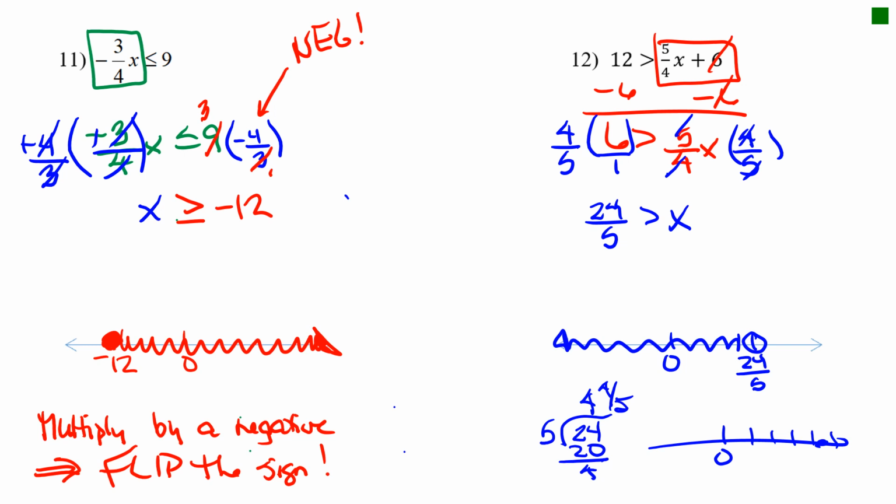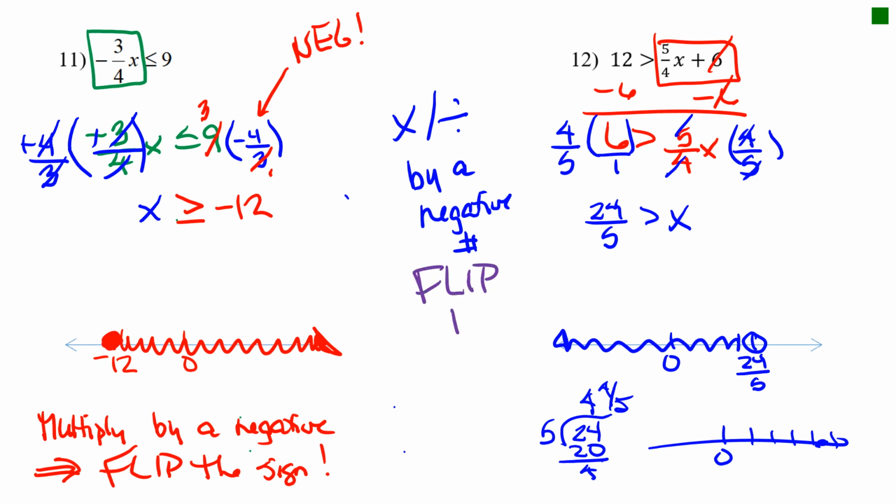That is the end. What's the big takeaway? When you multiply or divide by a negative number, what do? Let's say it all together. You flip the sign. Did you say it? Oh gosh, I hope so.